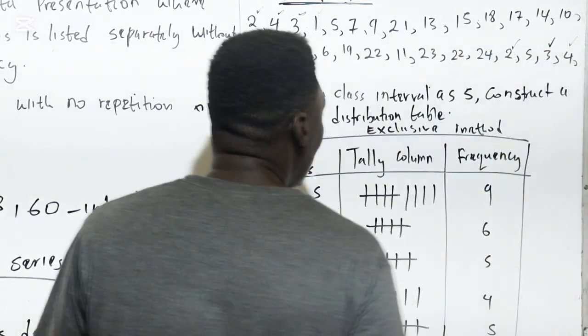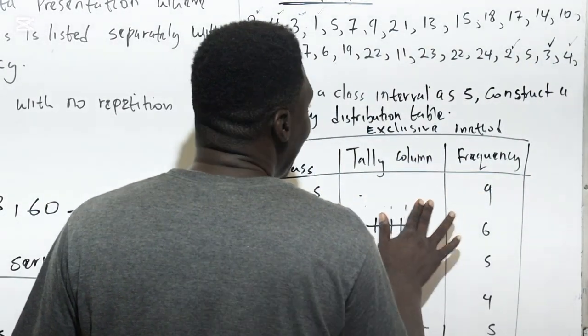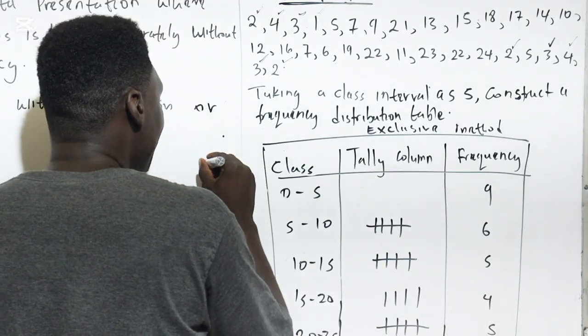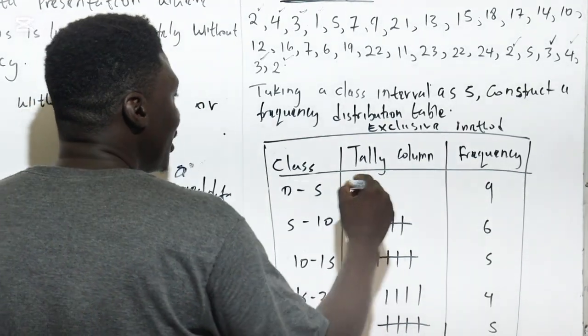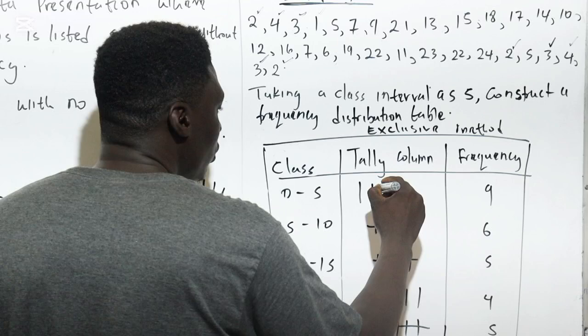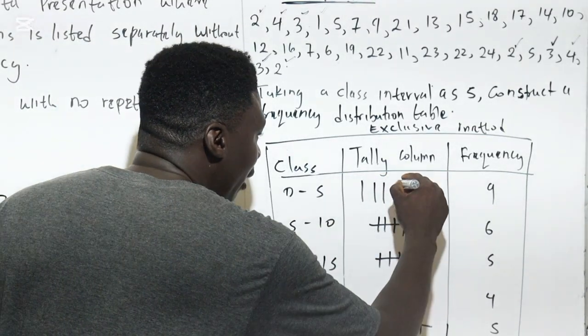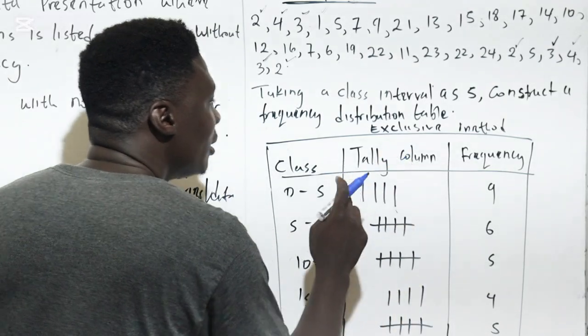Then we come to the tally column. Now here there are 9, so we are going to indicate them. We have 1, just a minute, my pen. Now that will be 1, 2, 3, 4. So that's how we represent the tally column by 5s. So that will be 1, 2, 3, 4.